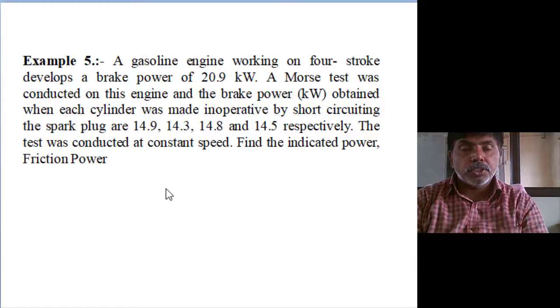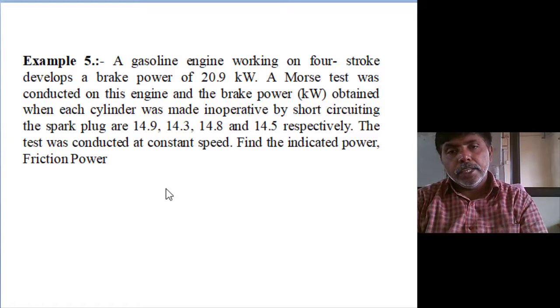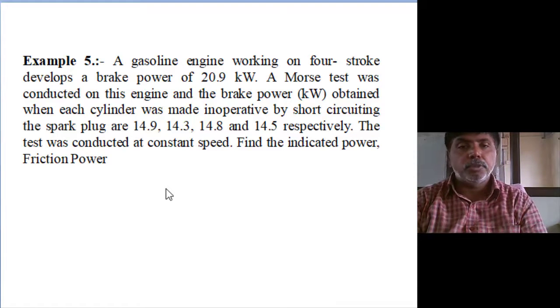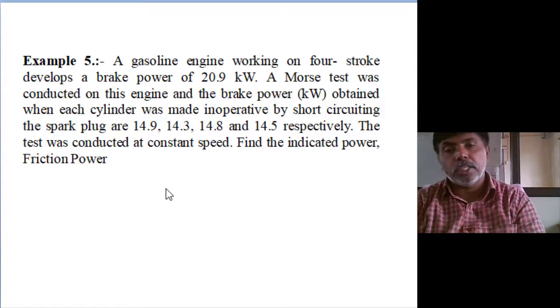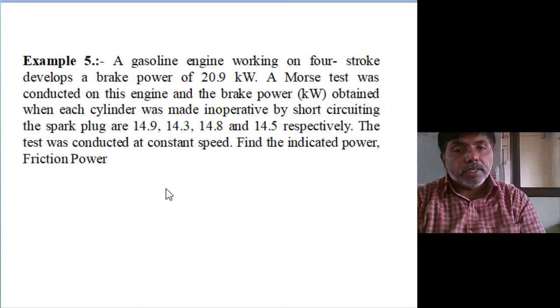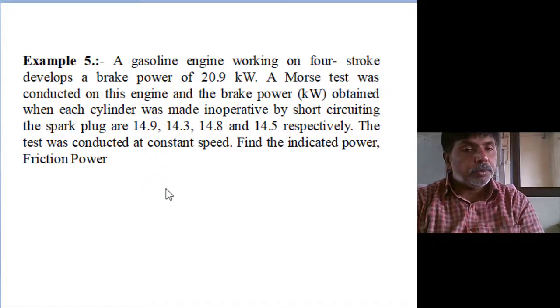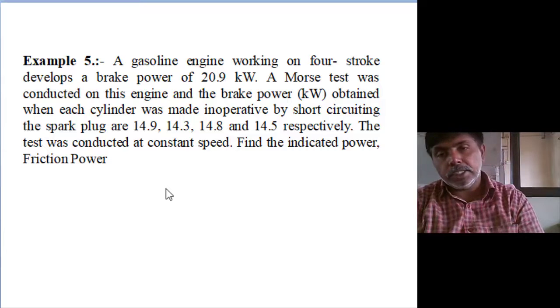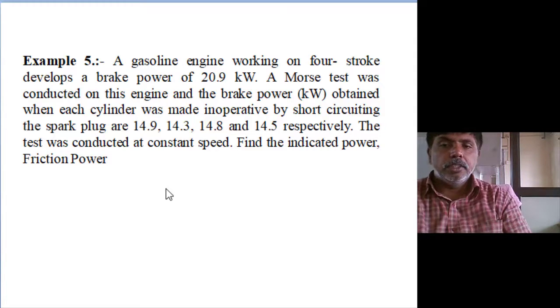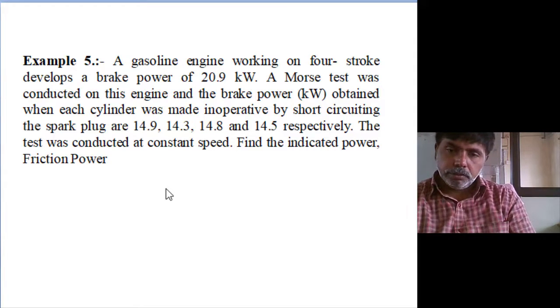To determine the first cylinder's indicated power, I determine the remaining 3 cylinders' brake power. So with the first one cut off, the remaining 3 cylinders' brake power comes. Second one cut off, remaining 3 cylinders' brake power. Third one cut off, fourth one cut off, likewise. We get 14.9, 14.3, 14.8, 14.5 respectively. The test was conducted at constant speed, as I already mentioned. For total brake power and 3 cylinders' brake power, you want to maintain the same constant speed. Find the indicated power and friction power.